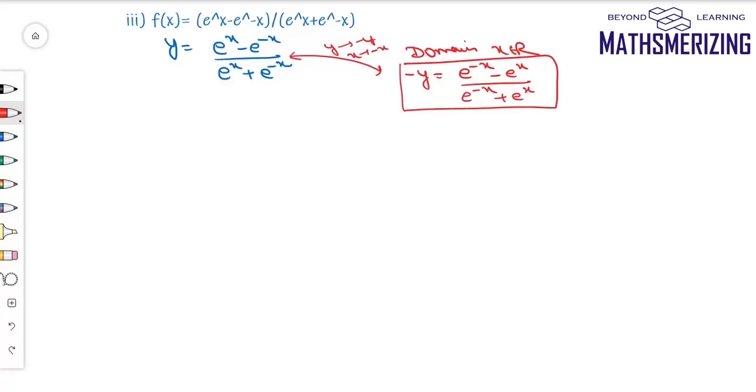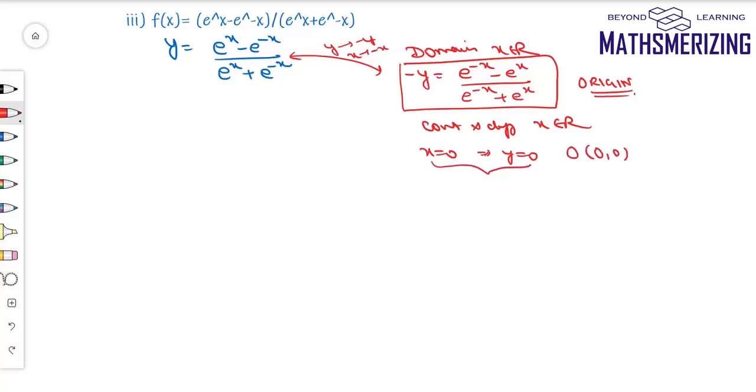So that means this graph will have origin symmetry. So it will be symmetric in opposite quadrants. It is continuous and differentiable in x belongs to R. Now if I put x as 0, I'll get y equals 0. And if I put y equals 0, again I'll get x equals 0. So that means the only point where it will intersect the axis is the origin.